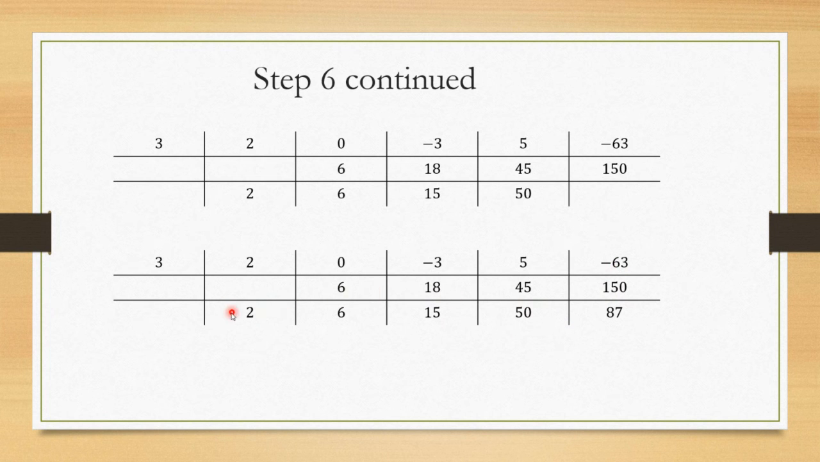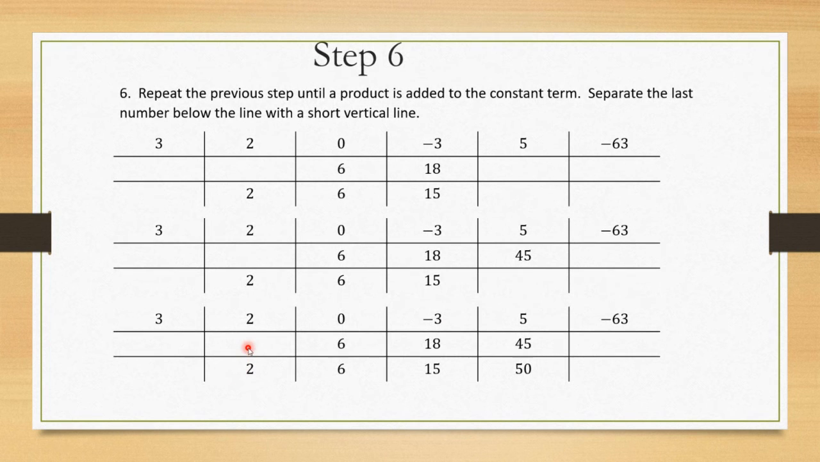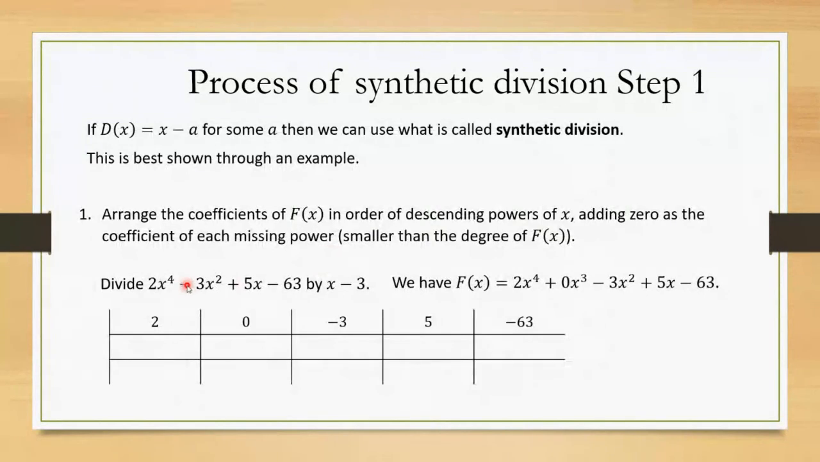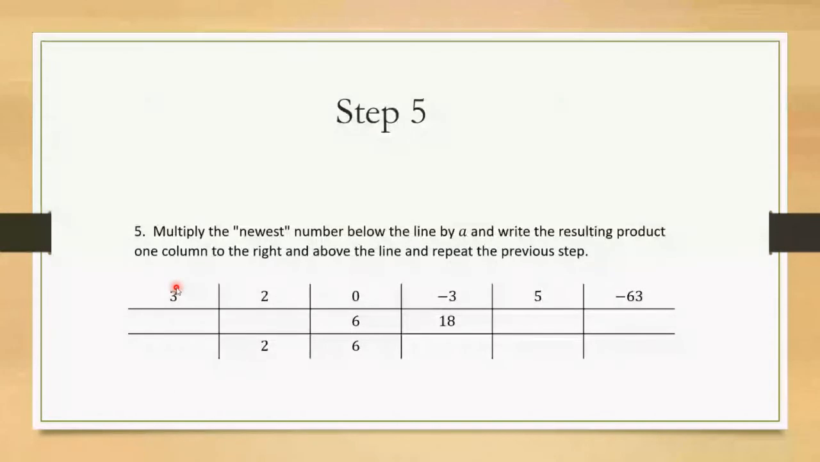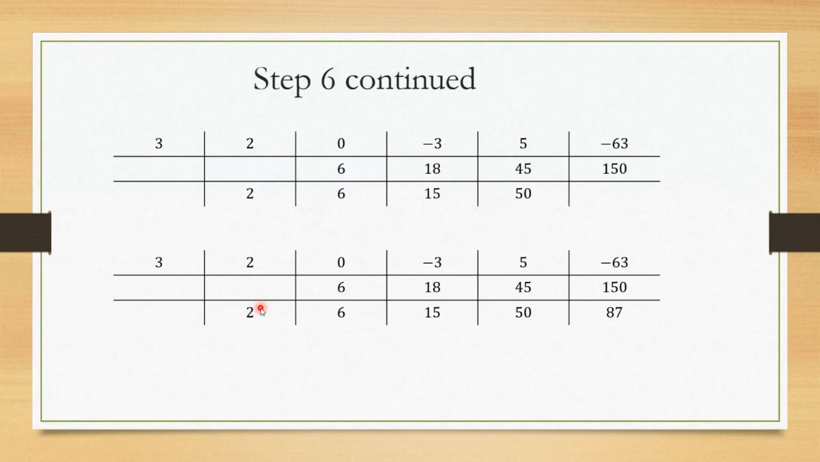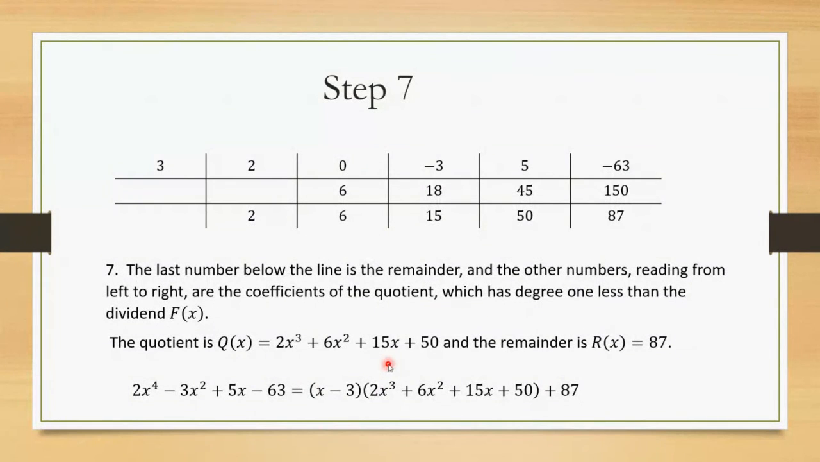These are the coefficients of the quotient. It's always 1 degree less than the dividend. The dividend here has degree 4, so the quotient is going to have degree 3. We have 2x cubed plus 6x squared plus 15x plus 50. That's what our quotient is.